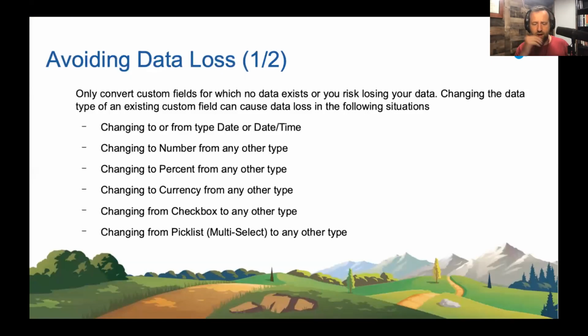So one of the big things we have to consider is avoiding data loss. You should only convert custom fields for which no data exists, or you risk losing it. And I'm going to go through a bunch of different cases here. If you change the data type of an existing custom field, it can cause data loss in these following situations, and there's a bunch of them, like changing to or from type date or date time, changing to number from any other type, changing to percent from any other type, changing to currency from any other type, changing from checkbox to any other type, and changing from a multi-select pick list to any other type.